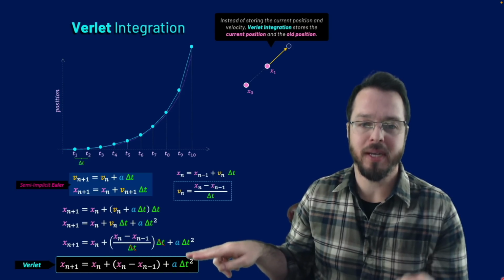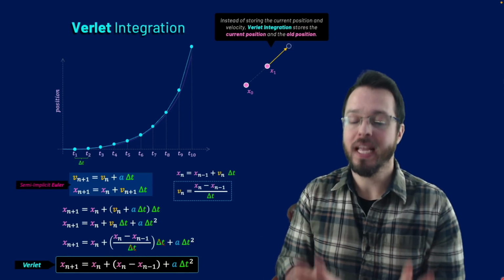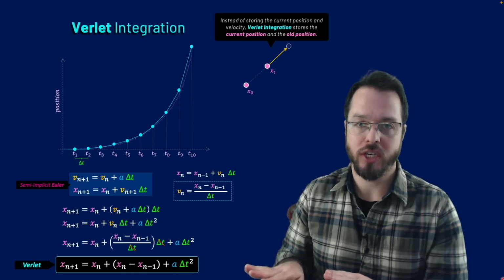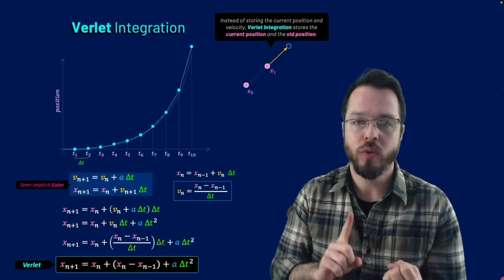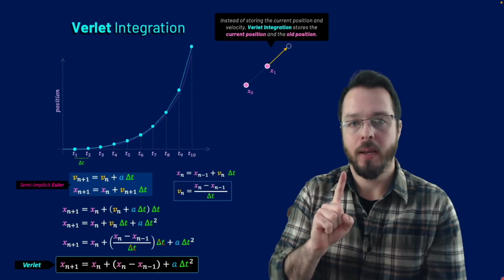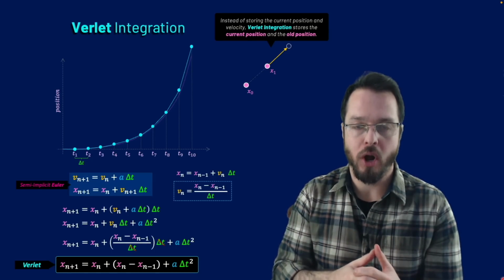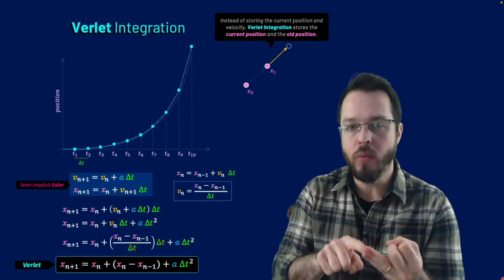2xn is exactly the same as xn plus xn minus 1. Does that make sense? This is Verlet integration. So we are not going to store velocity anymore. All we store is position and old position. That is all we need to store in our particles, in our points. We're only going to deal with these two positions.